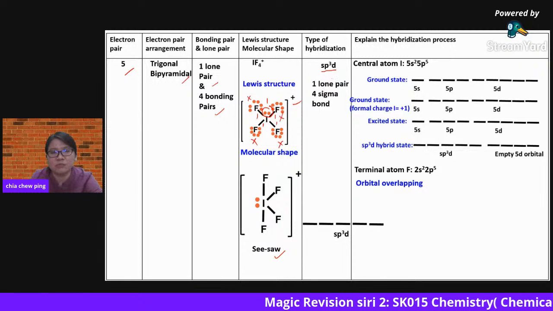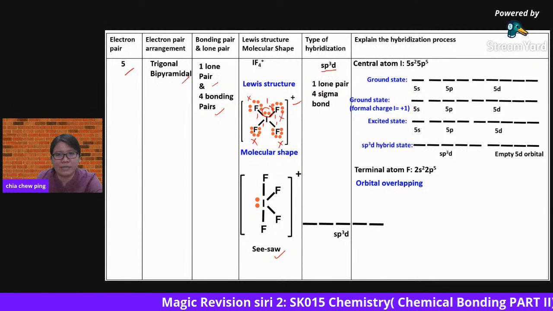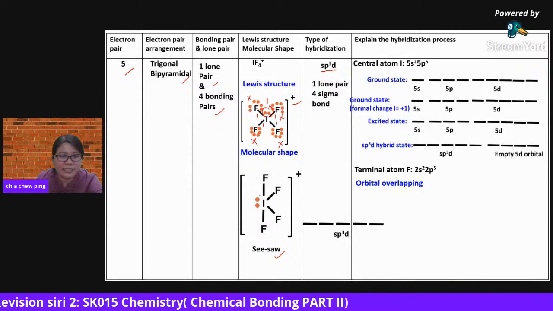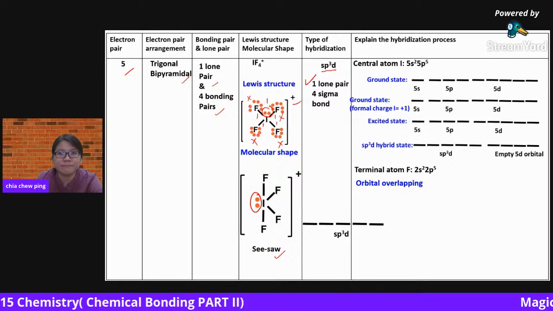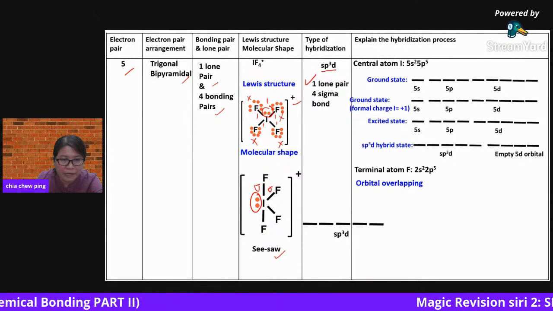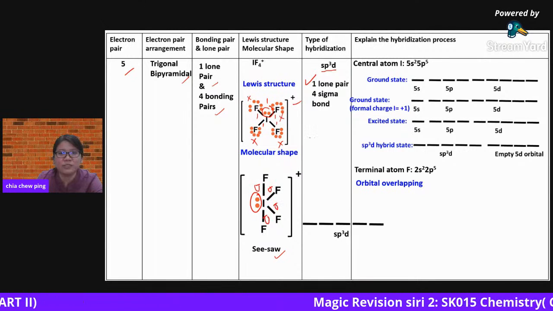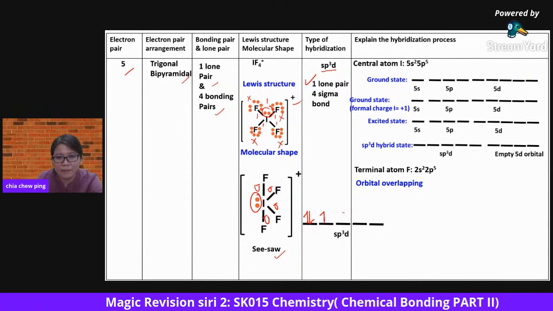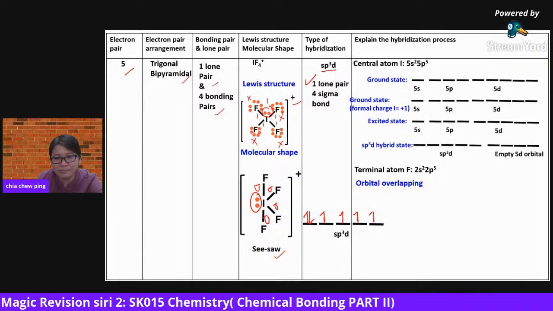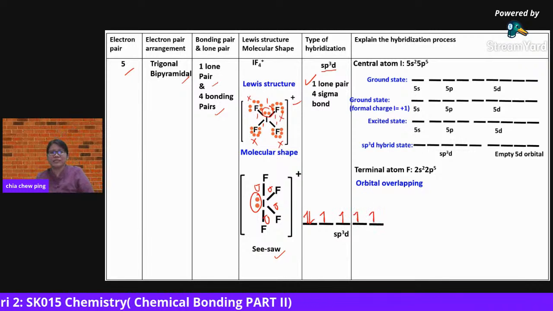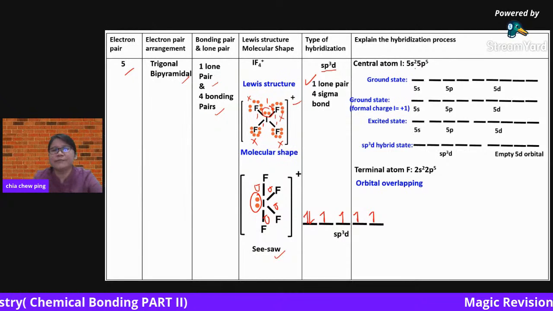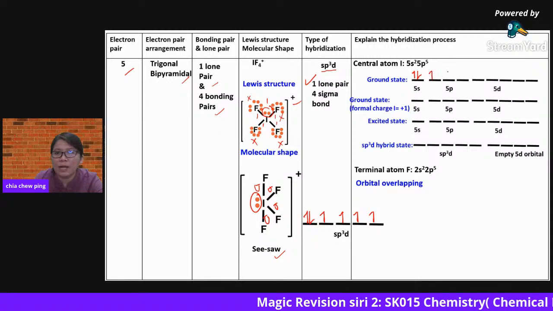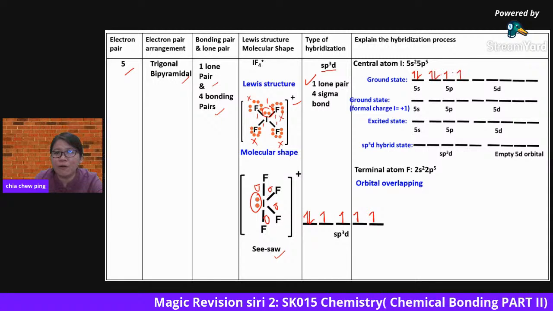So before I proceed to the ground state, I will predict what type of sp3d hybrid state I should get. Now I analyze, this is one lone pair, and this is 4 sigma. So that means what I expect to get is one lone pair and 4 sigma. This is what I expect. Now we look at the central atom, it is period 5, 5s2, 5p5. So 1, 2, 1, 2, 3, 4, 5.